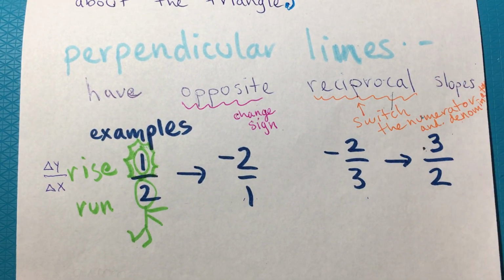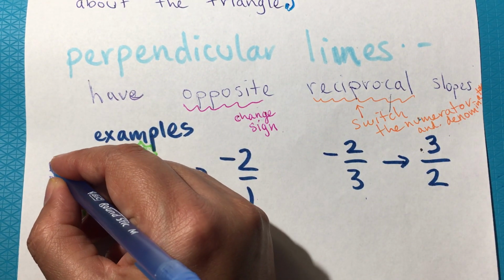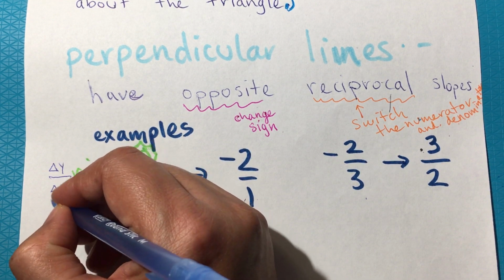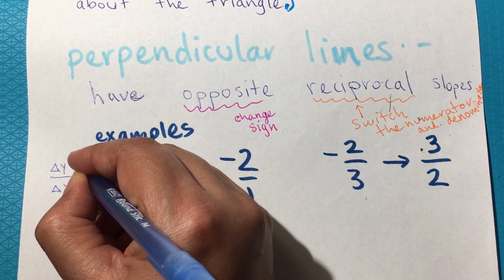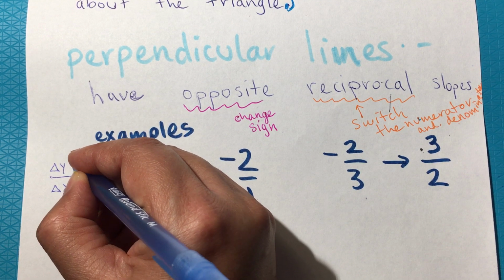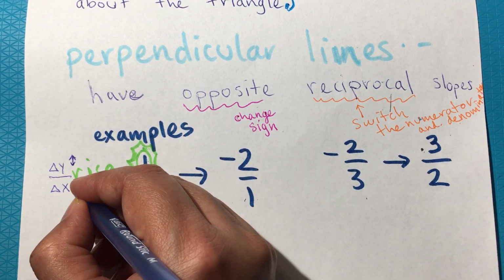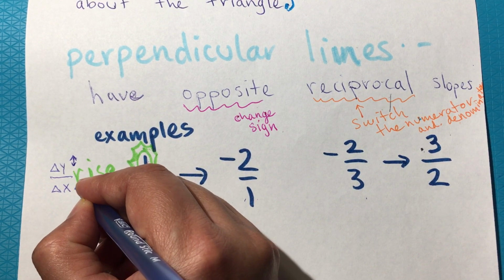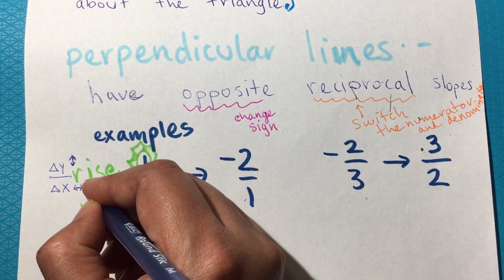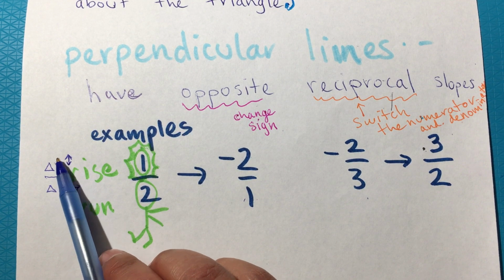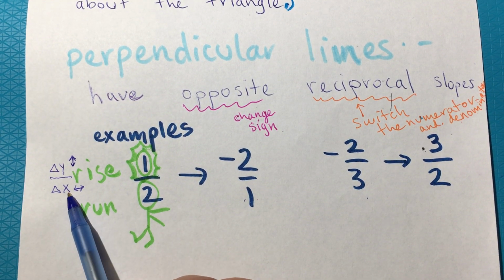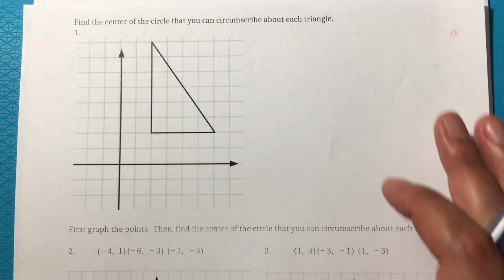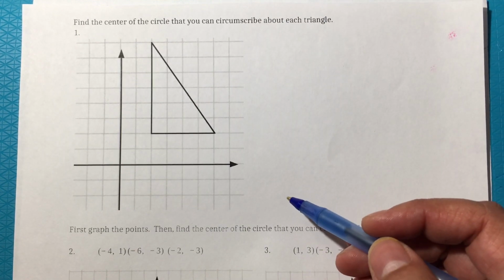One last thing before we go to the examples. Since it's a change on y over the change on x, that means that the slope will always move first on y, which is up and down, and then it's going to move on x because it's left and right. Okay, just because this is change on y over the change on x. Okay, now that we have that information, let's get to the examples.